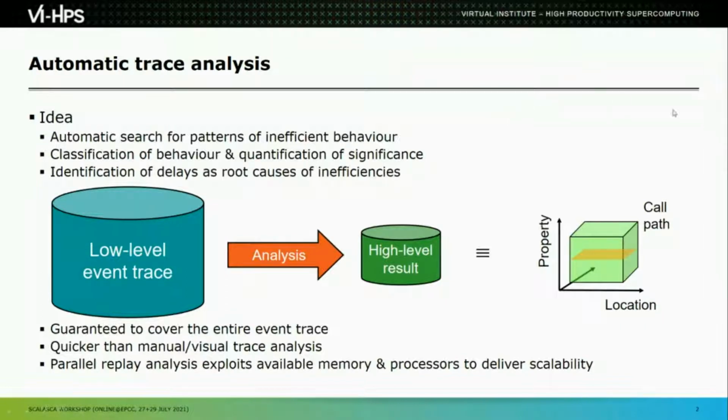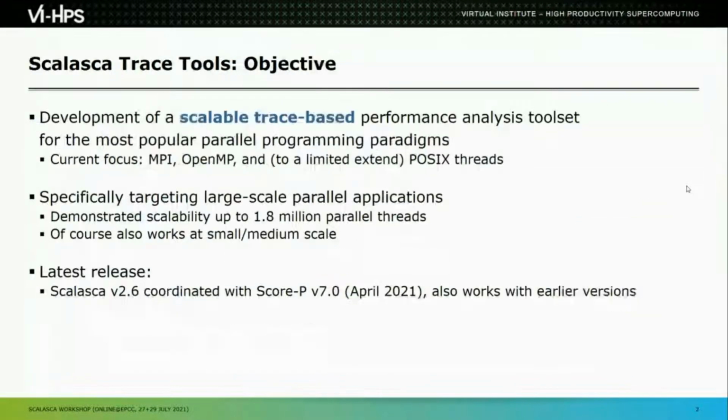So the diagram on the right-hand side here is showing the three dimensions of performance properties, call paths, and locations. That's exactly the same format as we had in the profiles from SCORP yesterday. And so what we will see is that we'll end up using the same GUI to look at that analysis.